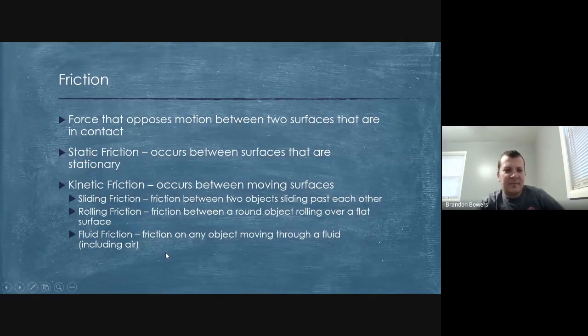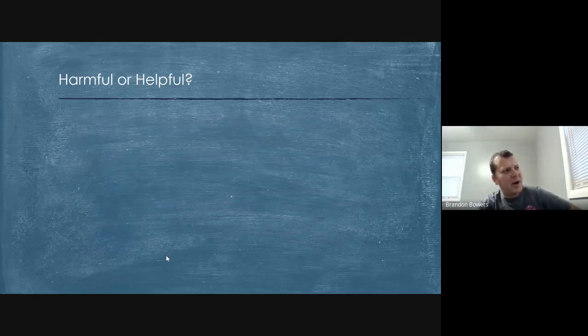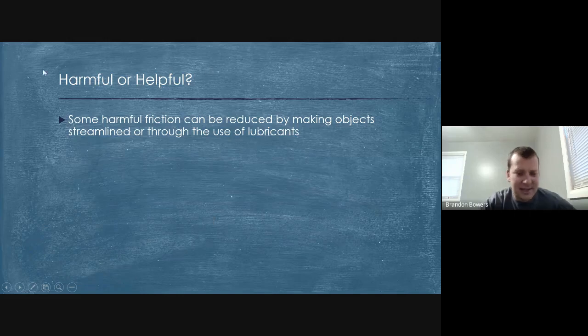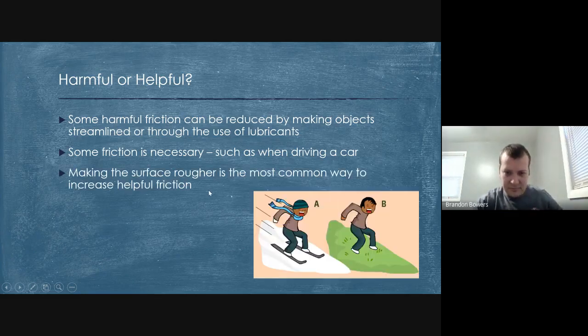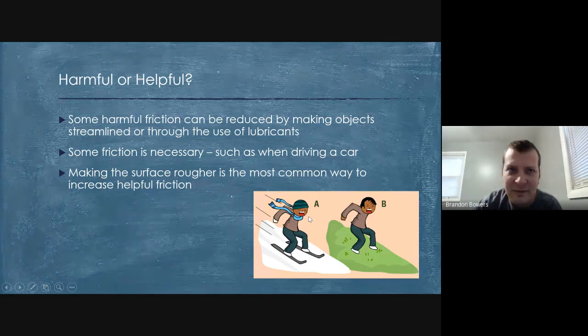Now, is friction harmful or helpful? Well, it kind of depends, right? You do not have to write this down. Some friction can be reduced, making objects streamlined or through the use of lubricants. Some friction is necessary, such as when driving a car. If you're going skiing or snowboarding, you want very little friction. If you stopped all the time, that's not going to be that fun, right? But if you're running down a hill, you kind of want some friction to slow you down. So it can be both.